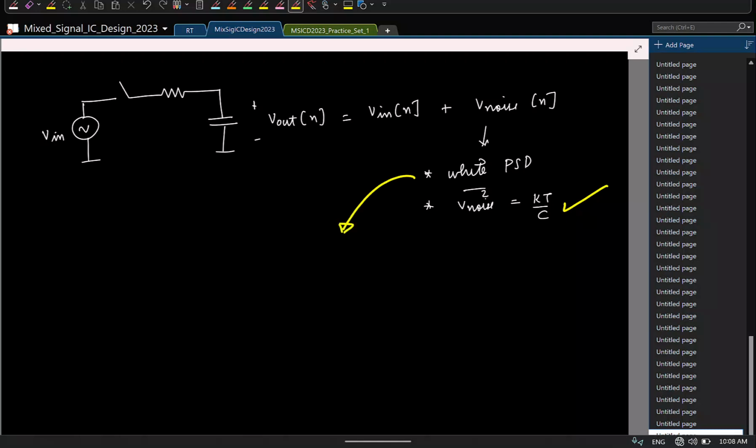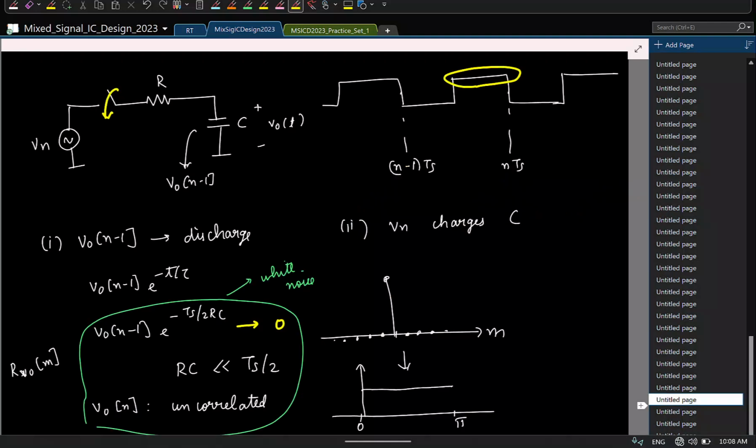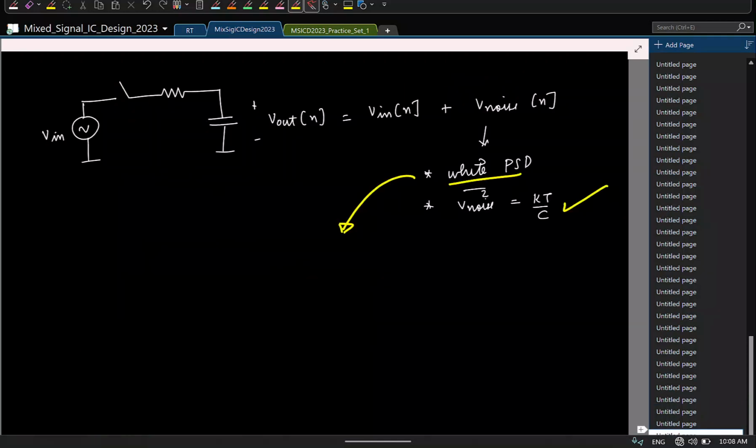How did we get this condition? Wide power spectral density. Basically here we assumed that the noise samples had no correlation to the previous samples. If you choose RC to be much smaller than Ts by 2, then this is valid. And for a good switch, you anyways will do that. So this is true if RC is much smaller than Ts by 2.